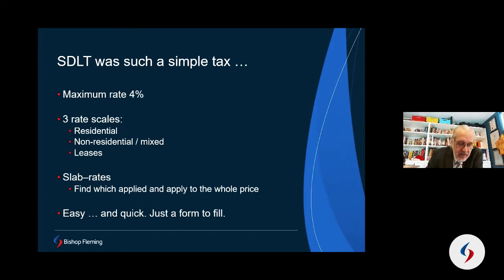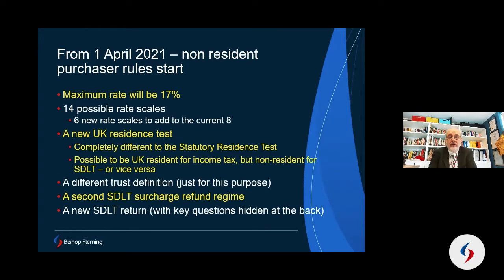The tax has been made far more complex ever since George Osborne decided that he had a magic money tree, and it was called stamp duty. We've just had layer upon layer of complexity, and from 1st of April 2021, we've got a new non-resident surcharge coming in, applying to non-resident purchasers. Under this regime, the maximum rate will now be 17%. The absolute top rate of stamp duty you can pay could be as high as 17%.